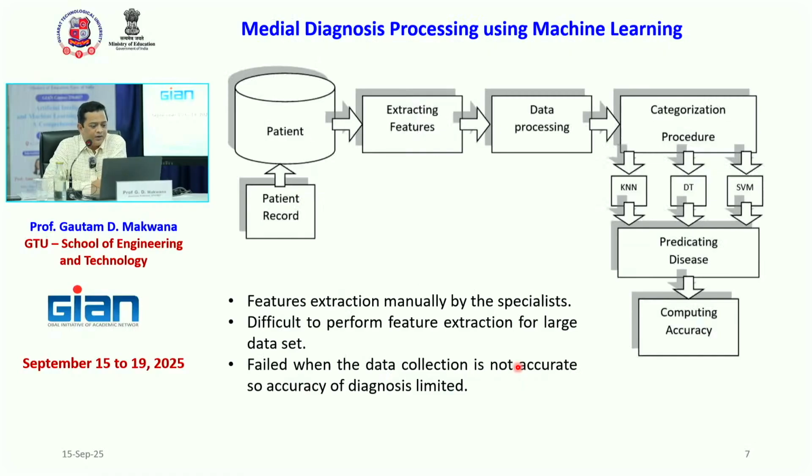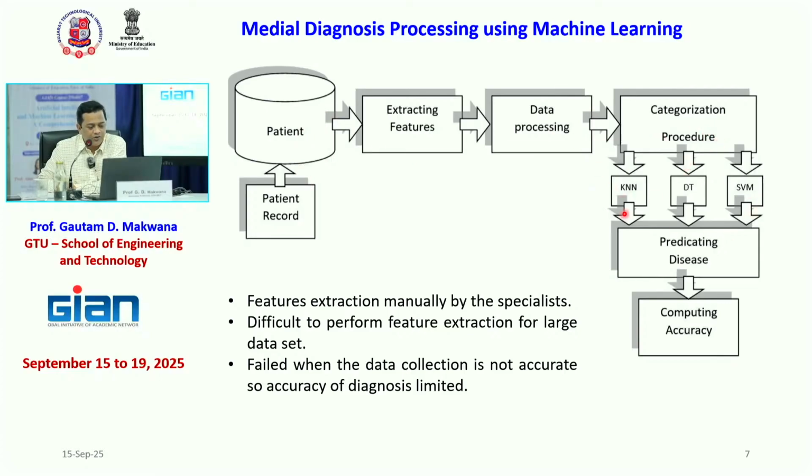Now, this is my first domain, medical diagnosis processing using machine learning. These are the steps showing how machine learning can help solve medical issues. Here the input is a patient record, the data from the patient, and it is extracting the features, data processing, and categorization of the procedure.